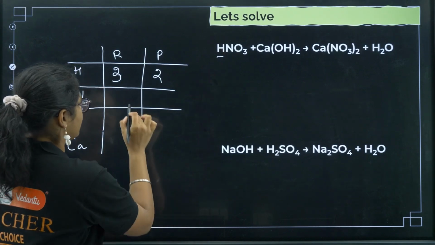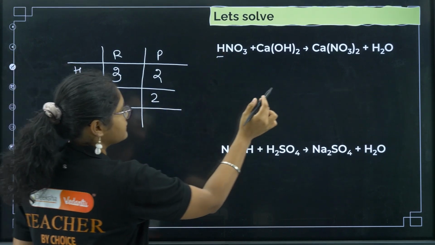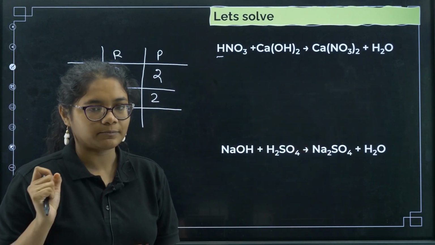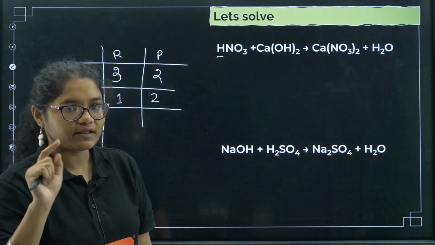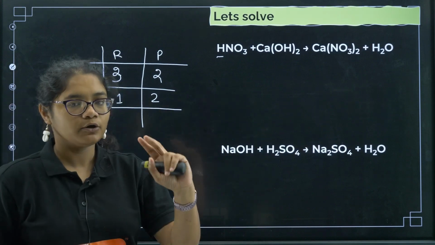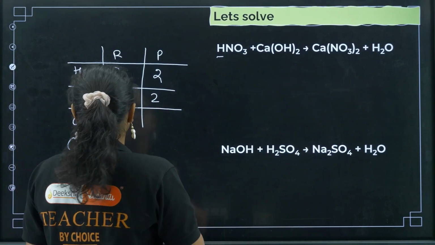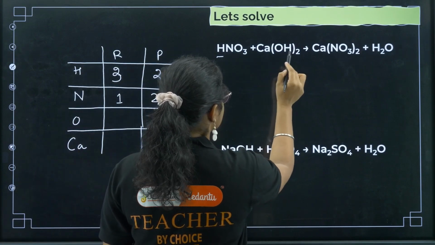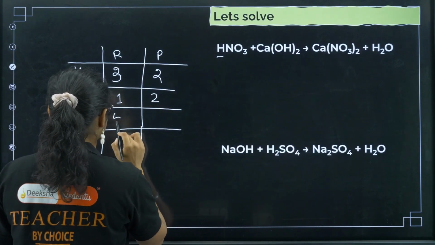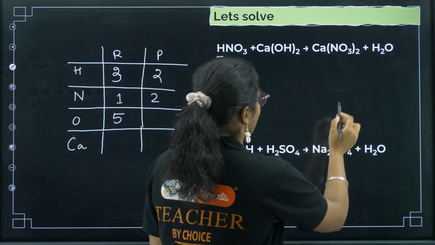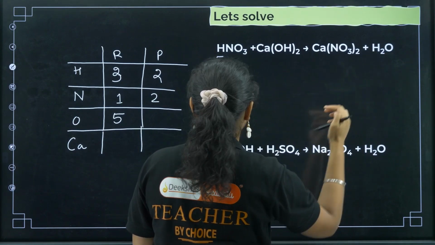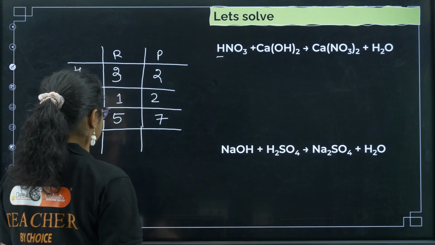Here only 1 nitrogen is present, but here I have, you can see NO3 twice is written, right? That means 2 NO3 groups are present. So in each NO3 there is 1 nitrogen, so total we have 2 nitrogens. Next if you see oxygen, here we have 3 oxygen and here we have 2 oxygen, so I can say we have 5 oxygen. And this side if you see we have NO3 twice, so total 6 oxygen, and here we have 7 oxygens.